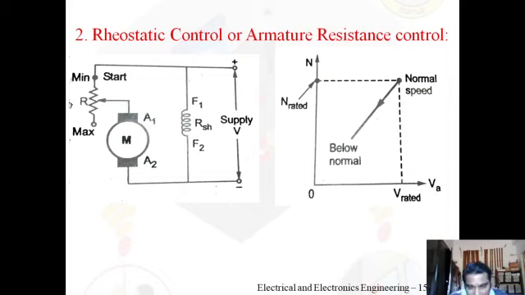Here we are concentrating on RA. Actually, RA is the resistance of the armature circuit, which will be very small. But here we are not varying RA. Indirectly, we have connected a resistance in series with the armature, and we are varying the armature circuit resistance so that the armature voltage gets varied. As the armature voltage varies, automatically the speed can be varied.